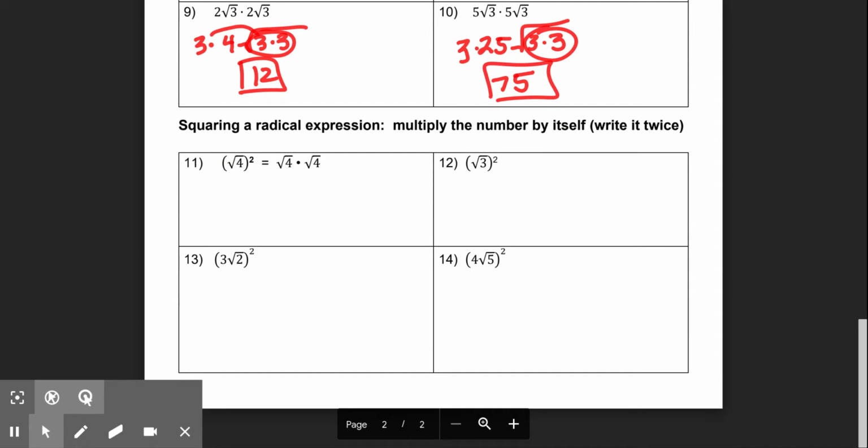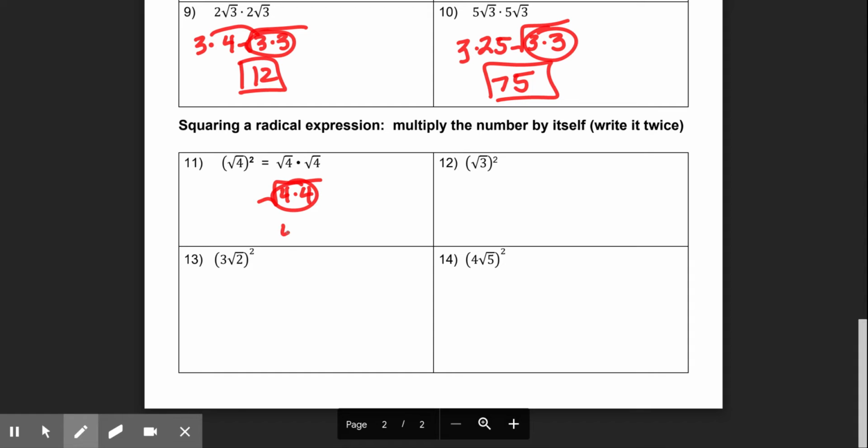All right, let's look at number 11. Squaring a radical expression. Multiply the number by itself and write it twice. So the square root of 4 squared means the square root of 4 times the square root of 4. So you can look at this a couple ways. You can put them all underneath one radical and then pull it out, and then the whole number is just 4. You could also go 4 times 4 is 16. And the square root of 16 is the whole number 4.